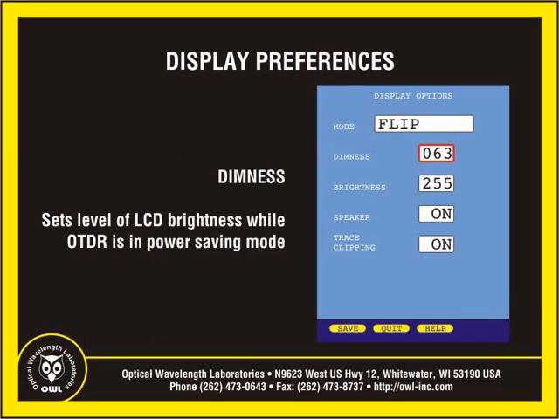Dimness sets the level of the LCD backlight when the OTDR is in power saving mode. Pressing the left or right arrow buttons increases or decreases the dimness value, and the display brightness will adjust accordingly so the user can preview the level of dimness. Brightness sets the level of the LCD backlight when the OTDR is in normal operation. Pressing the left or right arrow buttons increases or decreases the brightness value, and the display brightness will adjust accordingly so the user can preview the level of brightness.